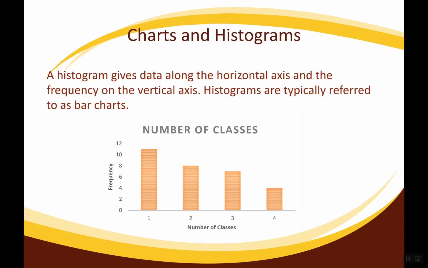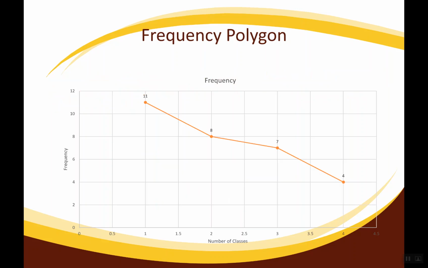Looking at it as a chart, I can immediately see that 1 has the highest column and is the most frequent thing to happen. I can see 4 has the smallest column and is the least frequent thing to happen. I took the same information and turned it into a line chart. A line chart is called a frequency polygon.